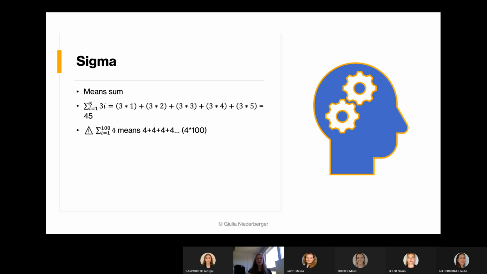Then for the sigma, that basically just means to sum things up. So the sigma sign is the one that you can see on the screen. And it's basically summing up an operation, a term, like for example, 3 times a certain amount, and it will increase by a certain amount each time. And that's all indicated in the sigma sign. So it starts at i equals 1, and goes until 5.